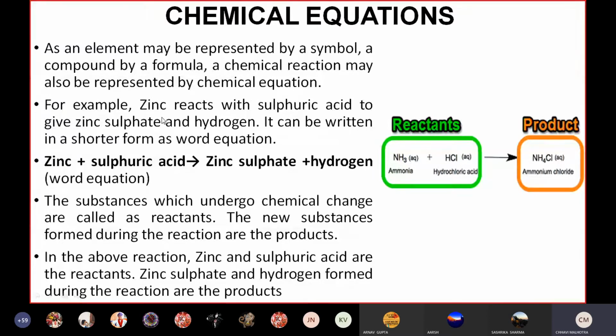For example, zinc reacts with sulfuric acid to give zinc sulfate and hydrogen. So zinc plus sulfuric acid, because these are the two substances which are reacting, and this arrow is showing that it is giving zinc sulfate and hydrogen. So I have written these first two lines simply in the form of an equation. You tell me which one you find easier to read. The statement like zinc reacts with sulfuric acid to give zinc sulfate and hydrogen, or simply this equation, zinc plus sulfuric acid is giving us this.